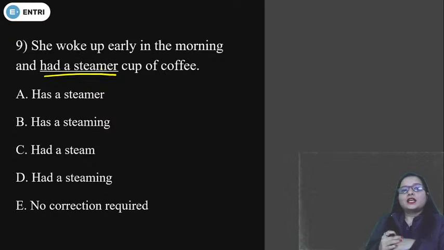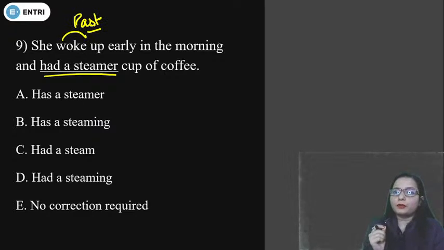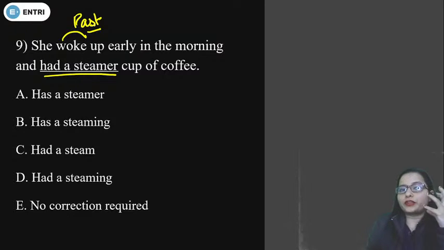Yeah. So she woke up early in the morning. Okay, an event of the past. Woke up, woke. The verb is in past. So she woke up early in the morning and had a steamer cup of tea.